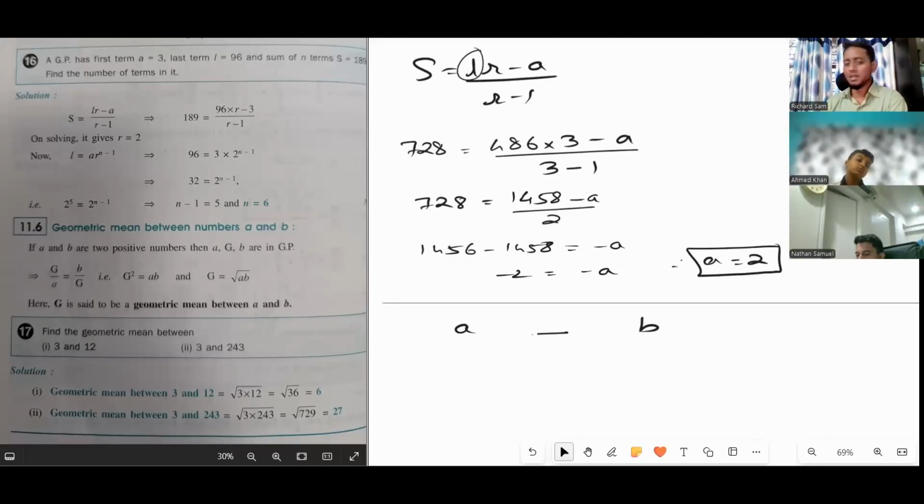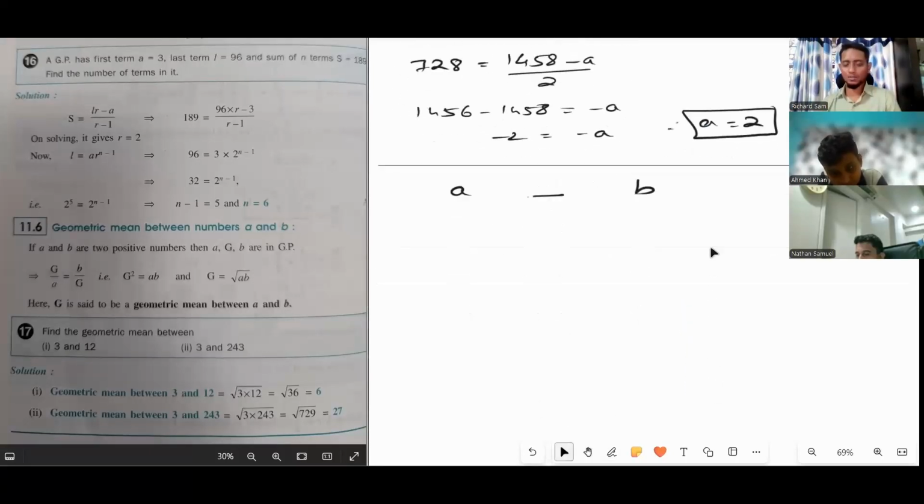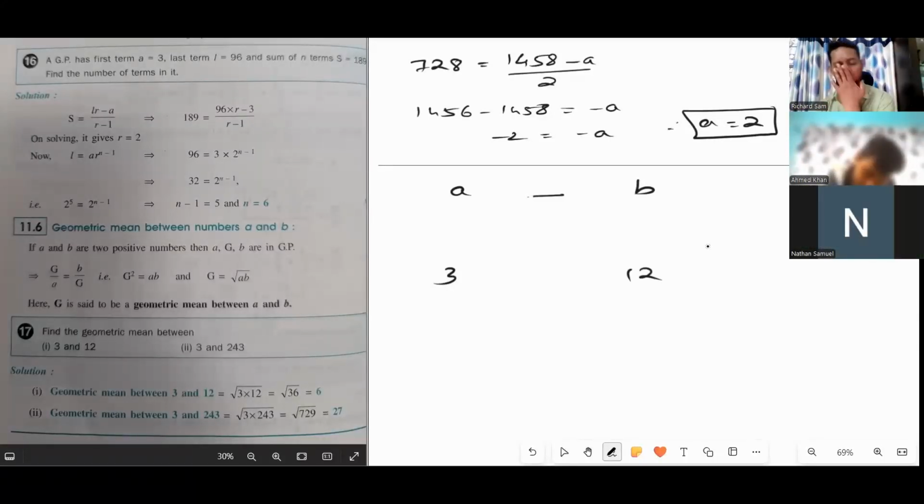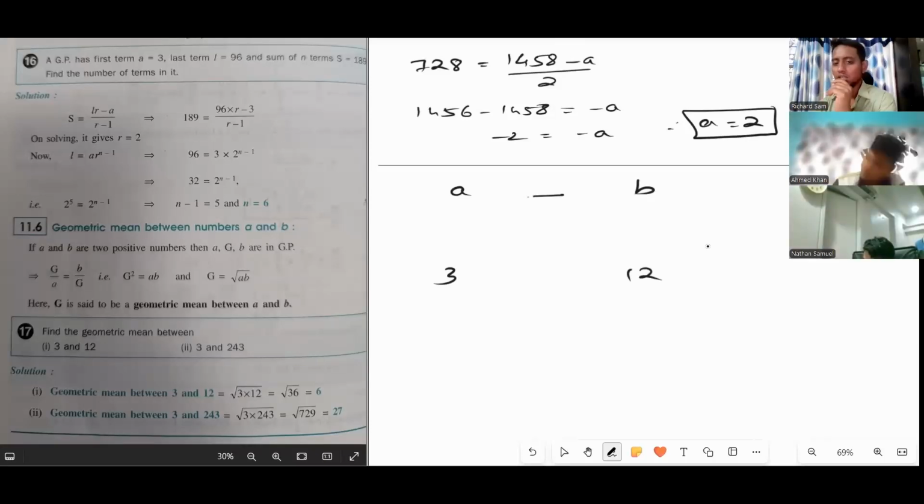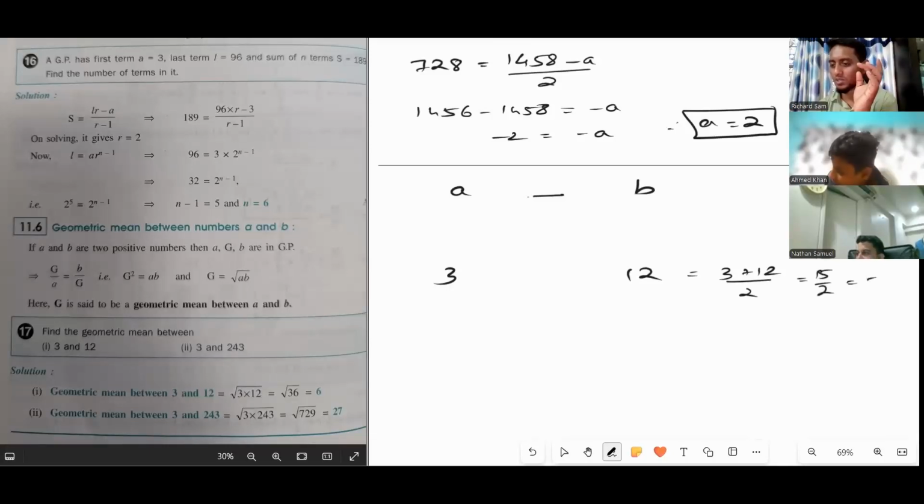What is mean? Normally, how do you find the mean between two numbers? You will do A plus B divided by 2. This is not the same as that, okay? For example, if I give you two numbers, 3 and 12, what is the mean between 3 and 12? Normal mean, this is another chapter. Arithmetic mean is 3 plus 12 divided by 2, so that is 15 upon 2, which is 7.5. So 7.5 is the arithmetic mean between 3 and 12.